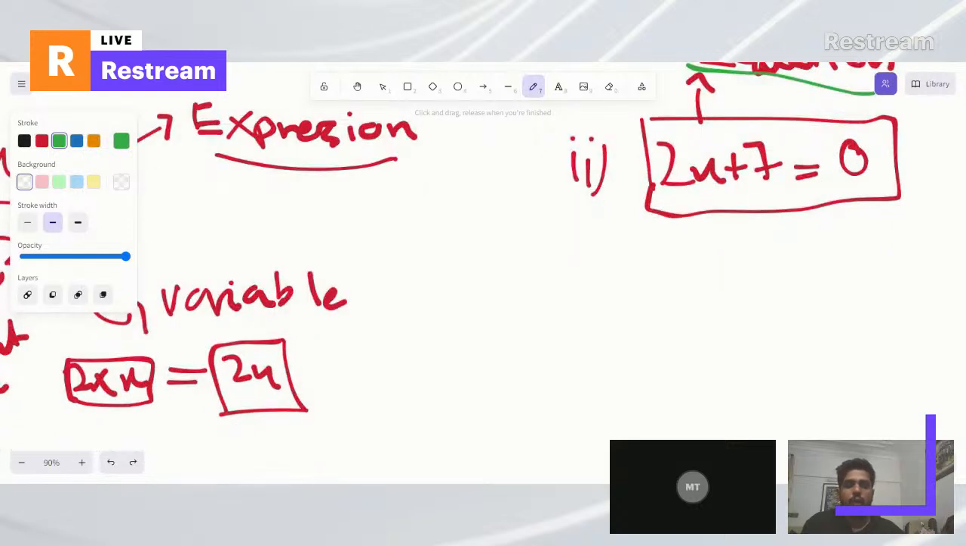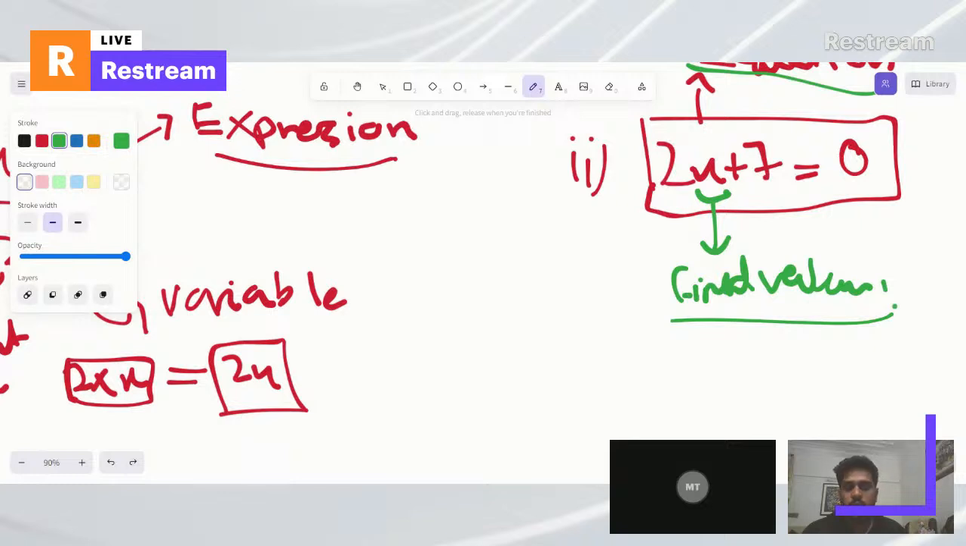All right, so how do you find a value for an equation? What do I mean when I say we can find a value? We can find the value of the variable that's being used, right? So how do we do that? Let me rewrite it: 2x plus 7 equals 0.